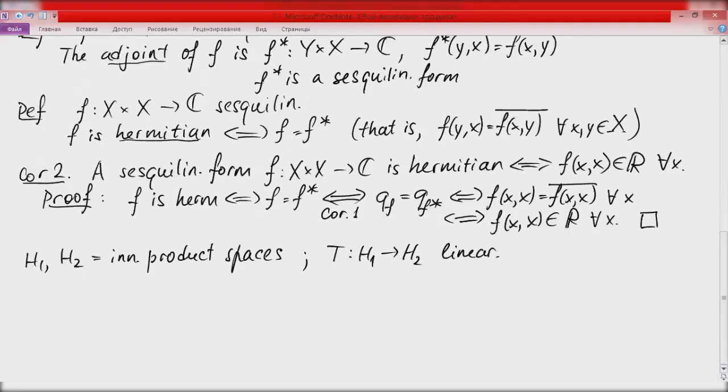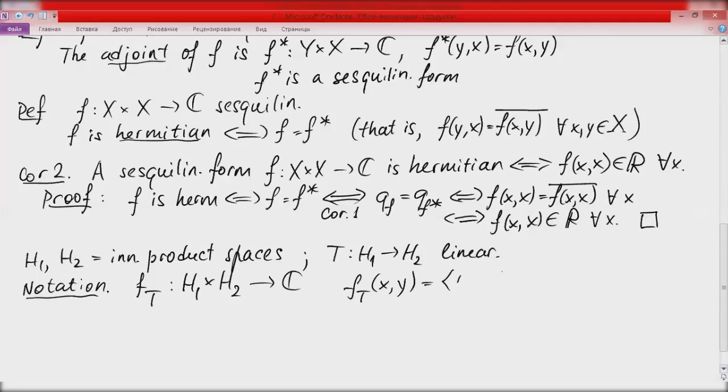And let's introduce some notation. We define the sesquilinear form Ft associated to T on the product of H1 and H2 as follows. Ft of x, y equals the inner product of Tx and y. So clearly this is a sesquilinear form.